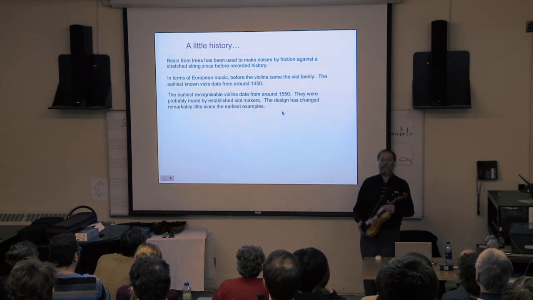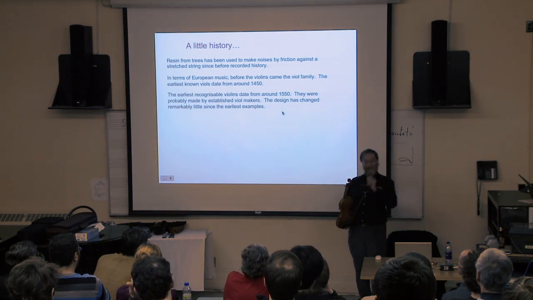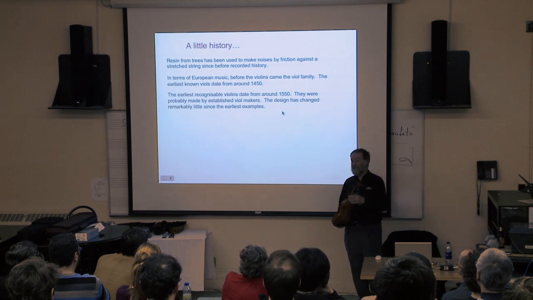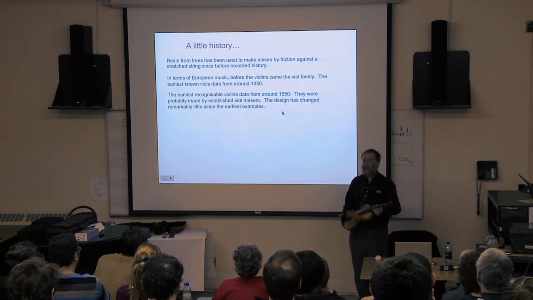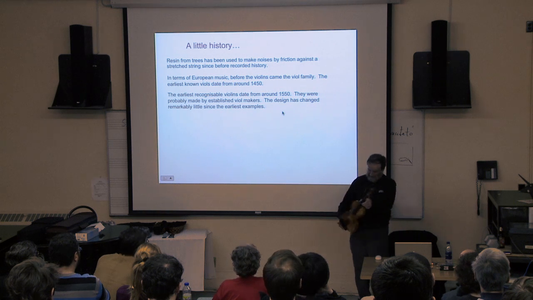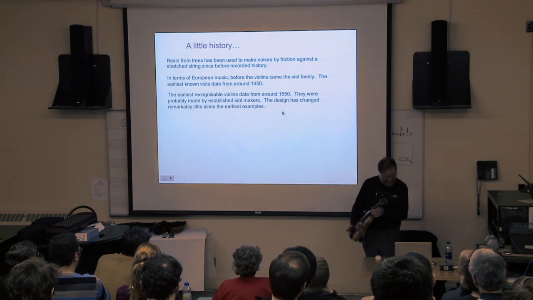And the first recognisable violins look absolutely astonishingly like violins. So somebody, rather quickly after they first started, had a really good idea and got all kinds of details right, and really only rather small changes have been made since then in the classical violin, as exemplified by this one that I'm holding here.